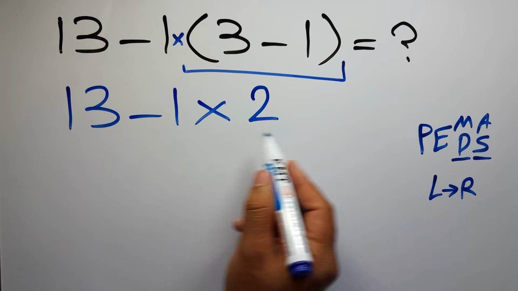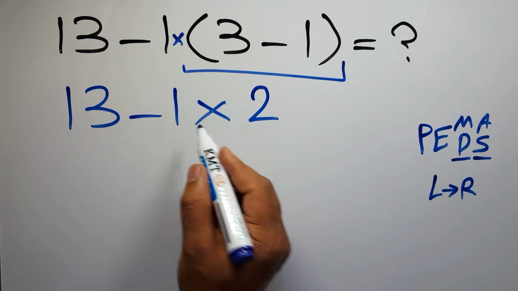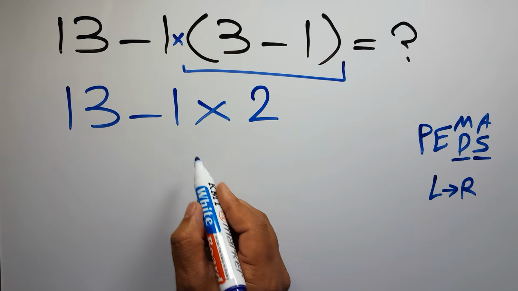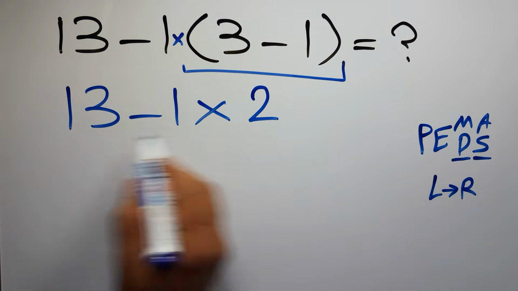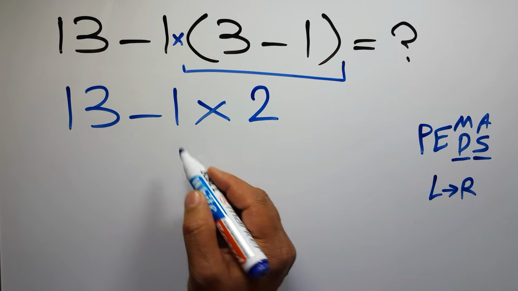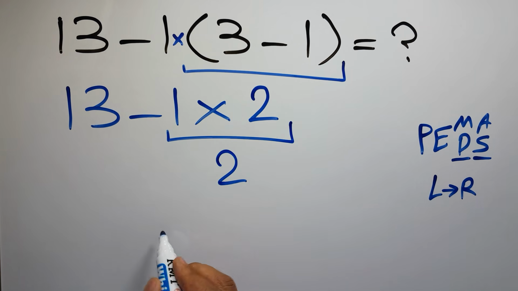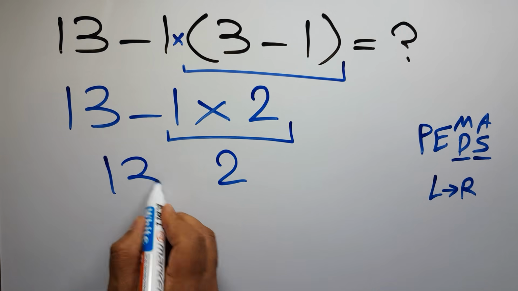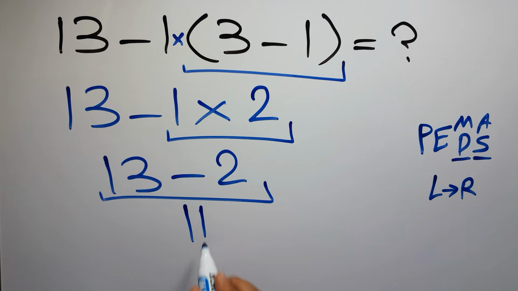Now, in this expression, we have one subtraction and one multiplication. According to PEMDAS, multiplication has higher priority than subtraction because multiplication comes before subtraction. So here, first we have to do this multiplication. 1 times 2 equals 2. So we have 13 minus 2, which equals 11.